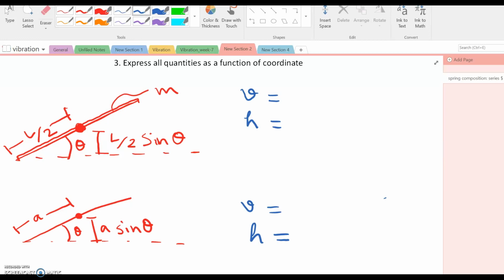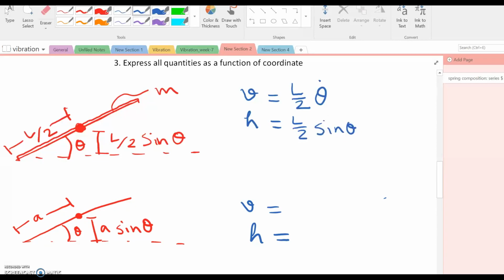Next step is to express all quantities as a function of the coordinate, and this is very important to get the right derivation. Let's consider a few examples. For all cases, we'll assume that the system is vibrating around its equilibrium position with a very small angular deflection theta. So for a uniformly distributed beam or rod, the linear velocity can be written as L by 2 theta dot. And for height, we can write this distance, which is L by 2 sine theta.